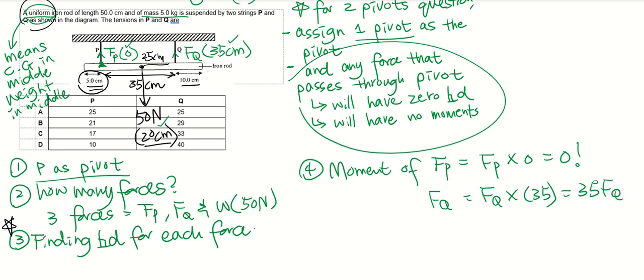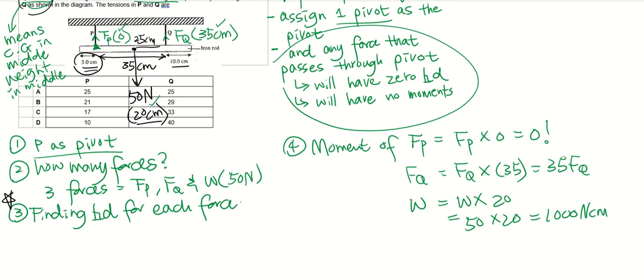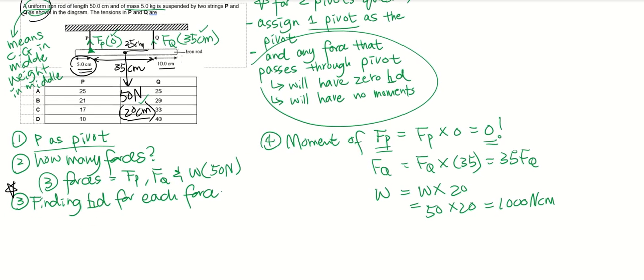And lastly, because we have 3 forces, moment of weight will be weight, which is 50, multiplied by perpendicular distance of 20. Weight is 50 Newton multiplied by 20, we get 1000 Newton cm. Okay, so because we have 3 forces, we have found 3 moments, although the moment of Fp is 0. So we have found all 3 moments.